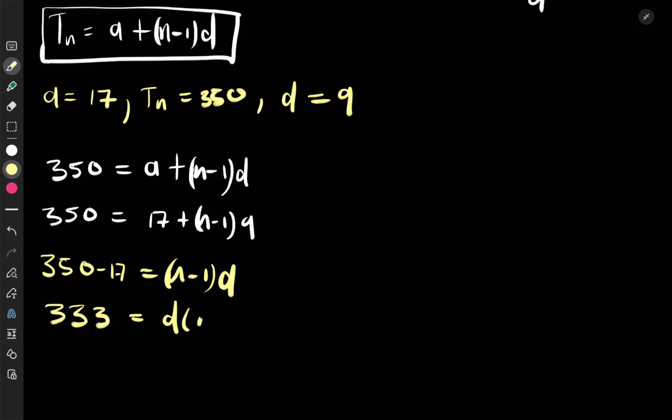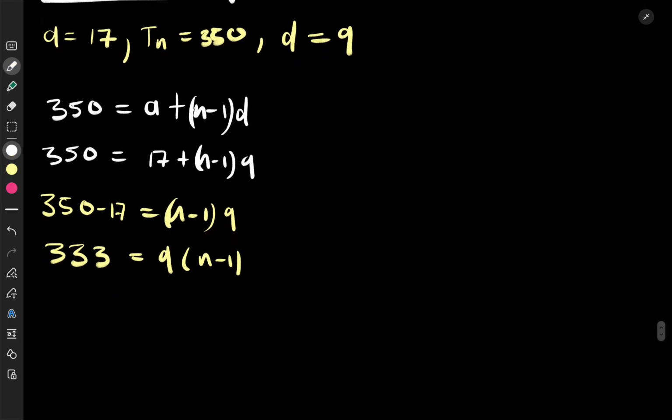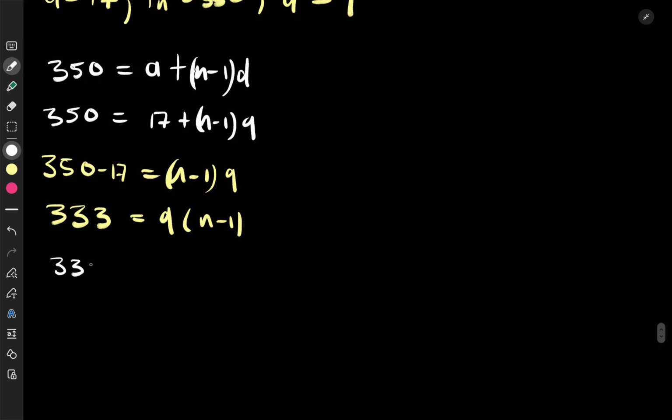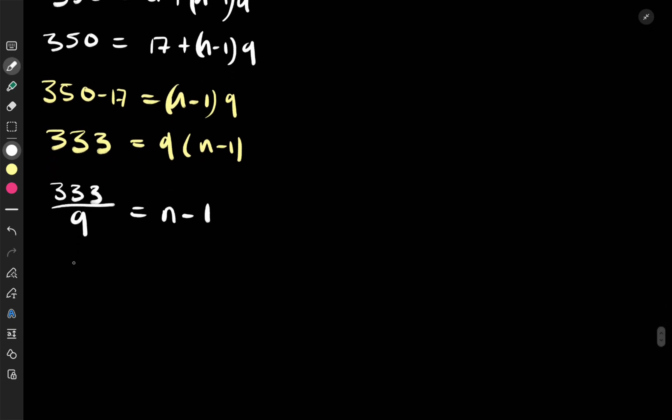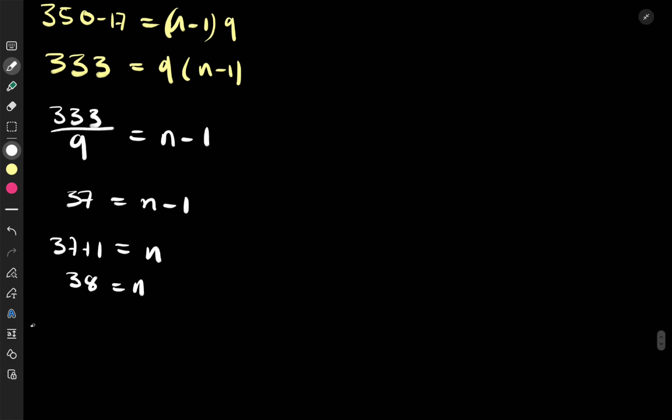So 333 is equal to D multiplying n minus 1. Sorry, it's not D now, it's 9. So 9 multiplying n minus 1. Then what do I do? I take 9 to the other side because here it's multiplying. I have 333 over 9 is equal to n minus 1. Be thorough, don't leave anything. 333 over 9, what do I get? I'm going to get 37. So 37 is n minus 1. Then 1 goes to the other side. I have 37 plus 1 gives me n, and 37 plus 1 is 38. So 38 gives me n. So I can say, therefore, there are 38 terms.